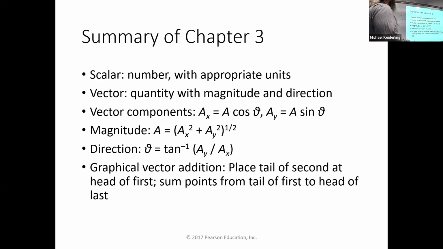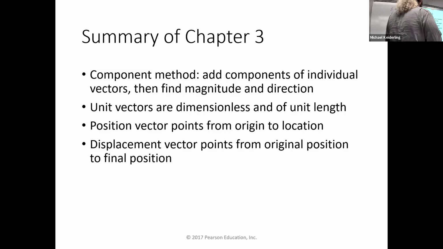To add vectors graphically, you place the tail of the second at the head of the first, and the sum points from the tail of the first to the head of the last. To add them by components, you add the components. If C is A plus B, Cx will be Ax plus Bx, Cy will be Ay plus By. For the component method, add the components of the individual vectors, then you can find the magnitude and direction.